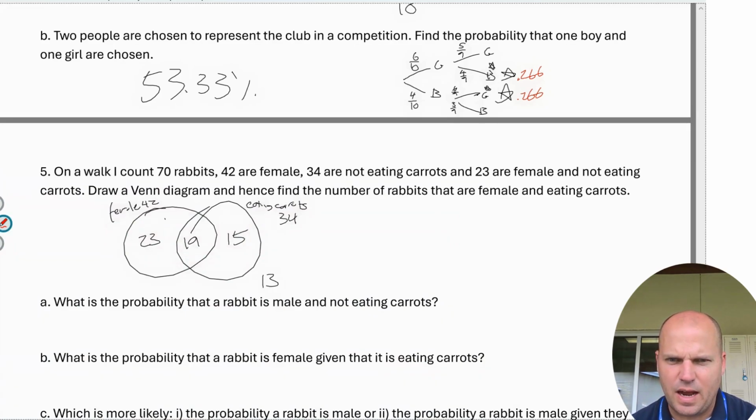What's the probability that a rabbit is a male and not eating carrots? I'm just talking about females and eating carrots.